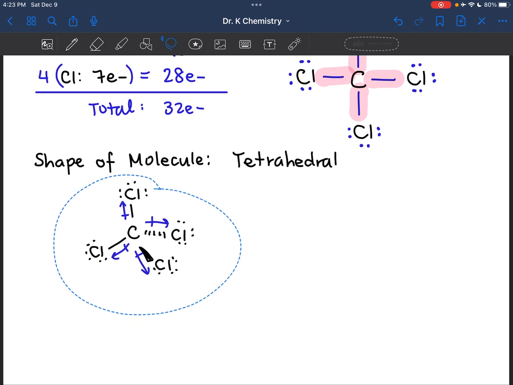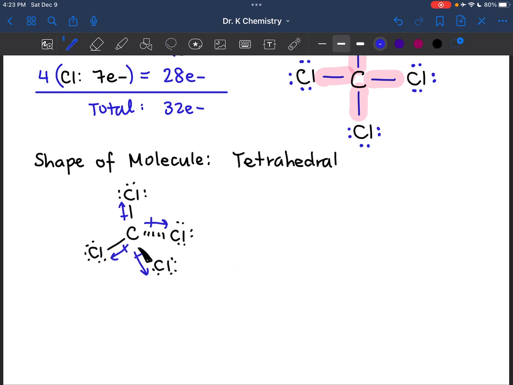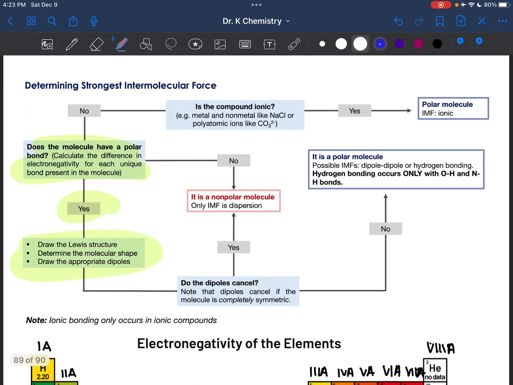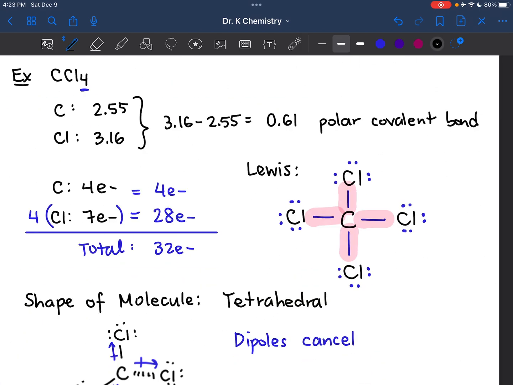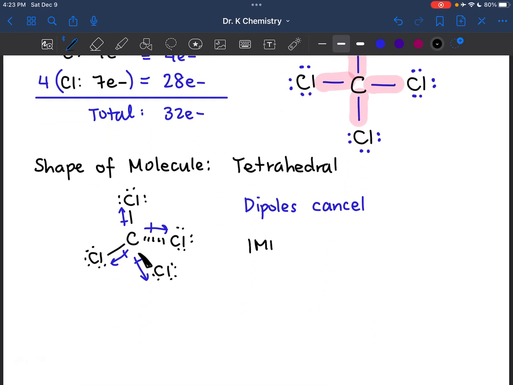Now notice that this molecule is completely symmetric. These dipoles are heading in equal and opposite directions, which means that these dipoles cancel. And if we look back at our chart, if the dipoles cancel, then this is a nonpolar molecule, and the only intermolecular force is dispersion.